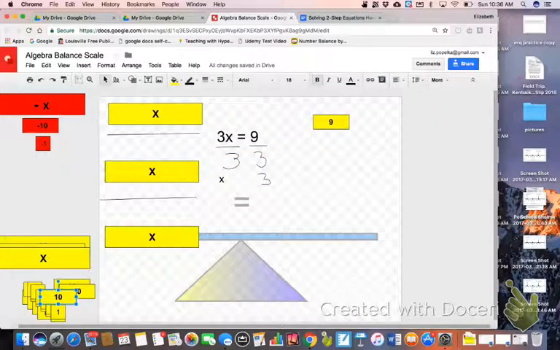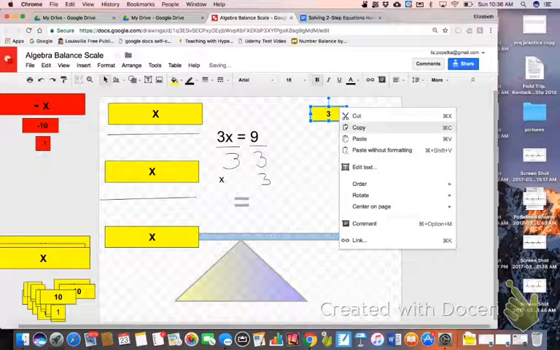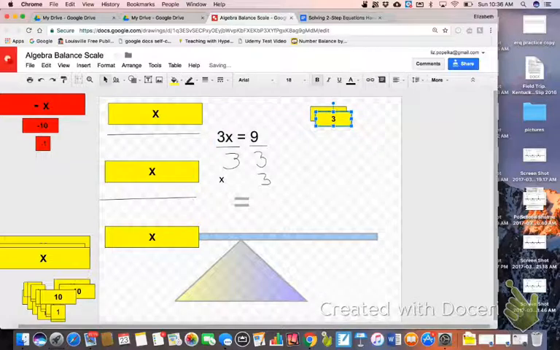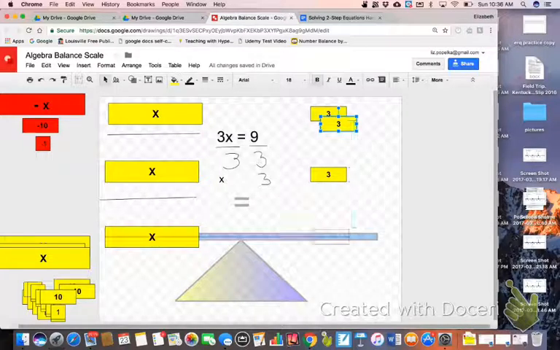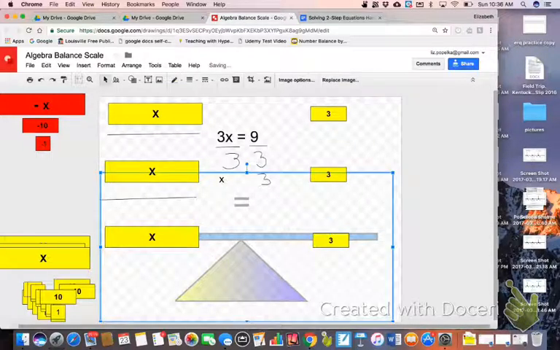I'm just going to make it so that I've got 3 little bricks. I've got a 3. Got another 3. And I've got another 3. And you see how I took that 9 and divided it up into 3 pieces? So now I've got 3, 6, 9.